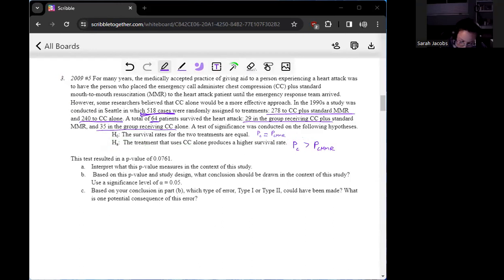Okay. This test resulted in a p-value of 0.0761. Interpret what this p-value means in the context of this study. So I like this question because this is a really good review of what a p-value is.